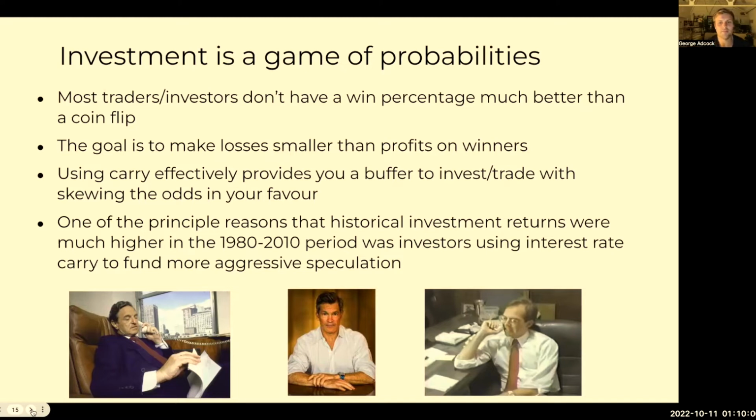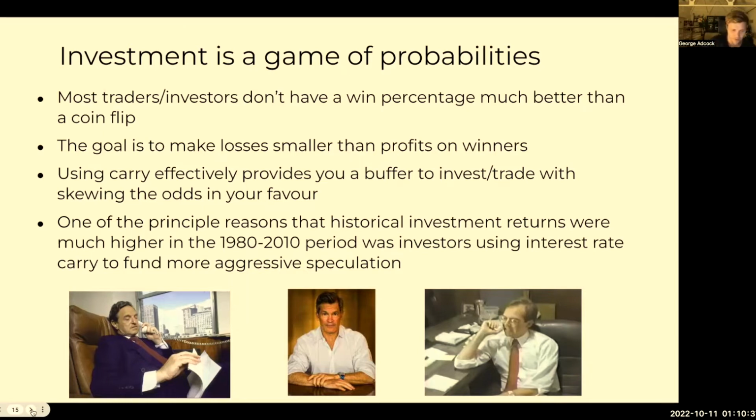And what you've seen, I don't know if you recognize any of the guys in the pictures. The bottom left is a young George Soros. The guy in the middle is called Louis Bacon. He runs a very successful hedge fund called Moore Capital. And the guy on the right is Paul Tudor Jones. These are arguably three of the greatest traders in history. And what you'll see is that their returns were far, far higher in the 80s, 90s period, maybe the double O's. There are some structural reasons, but one of the main reasons is they had so much carry that they could bet very aggressively without much recourse.